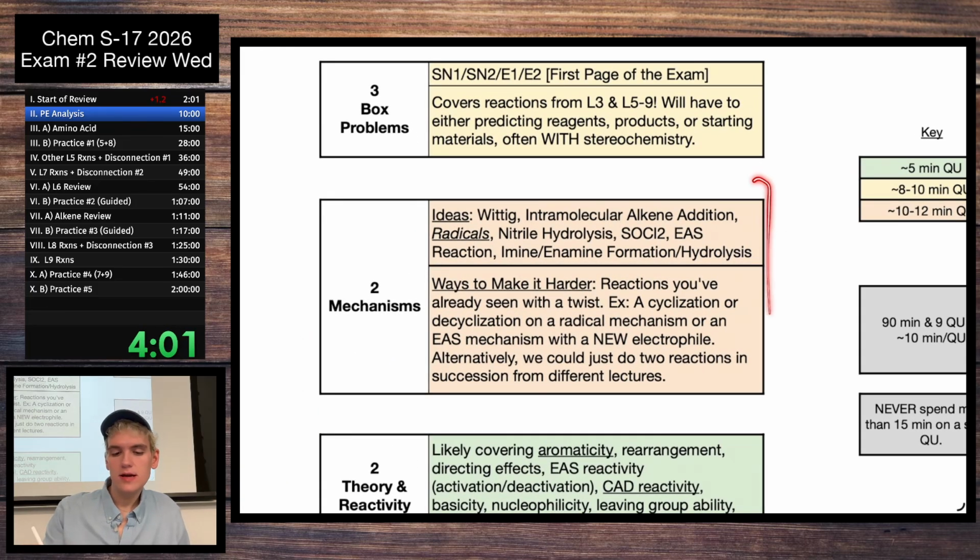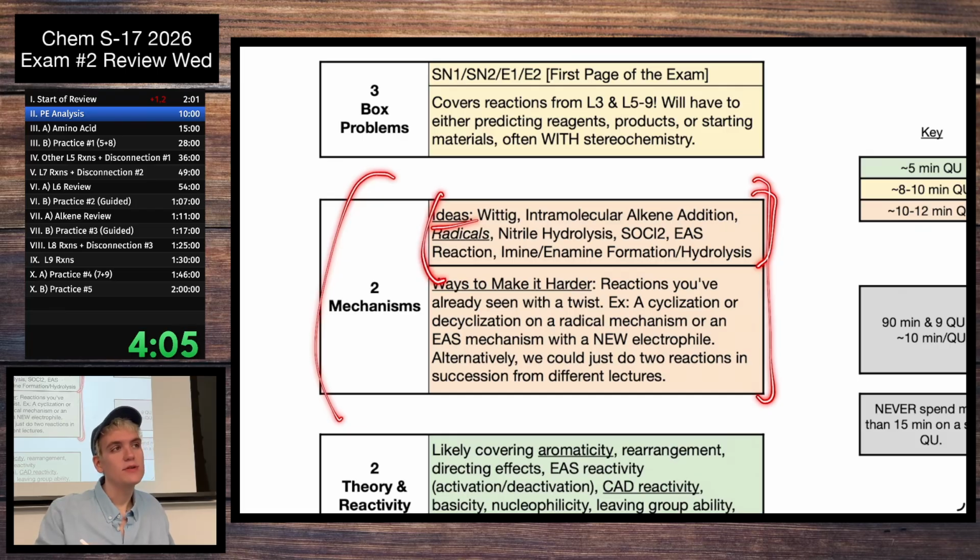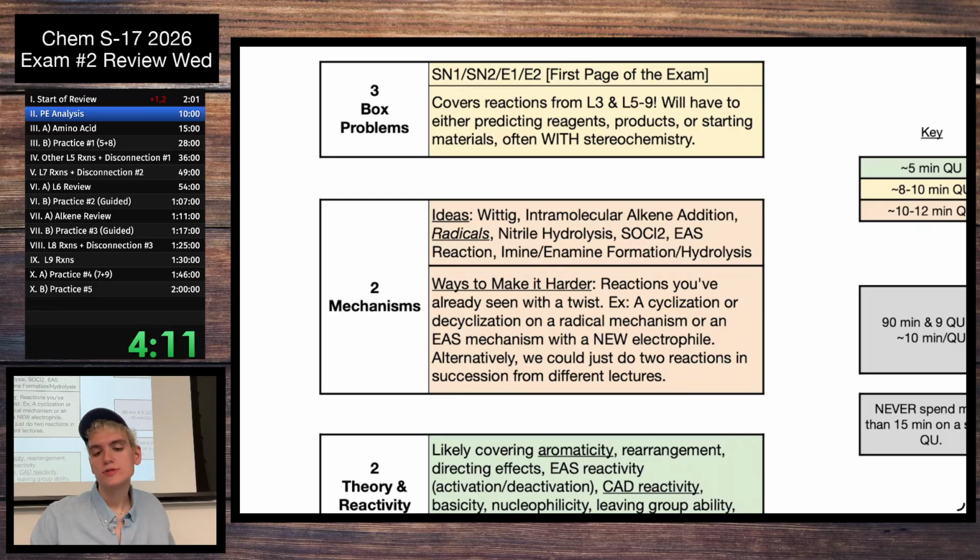These are the mechanisms that were laid out for what they've been in the past several years. Like Wittig, alkene additions, radicals, nitrile hydrolysis, Sokol, EAS reactions, imine-enamine formation or hydrolysis. Those are all classic examples. If I need to finish writing a test, let me just pull the mechanism. It would probably be one of these. These are the big ones.